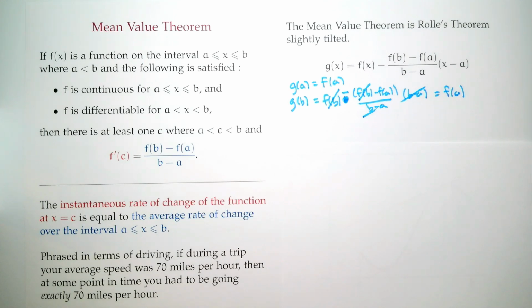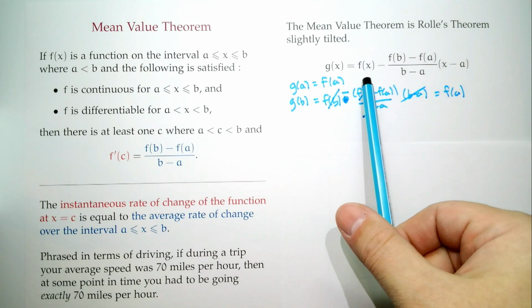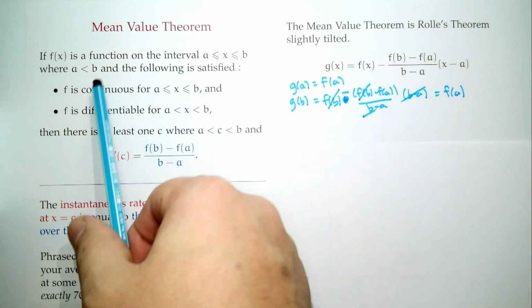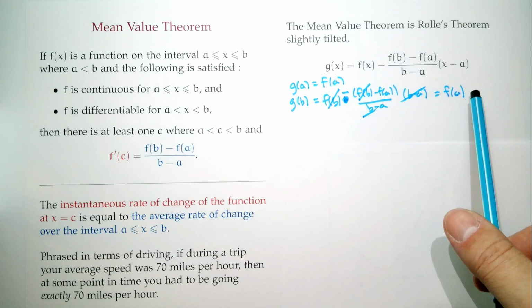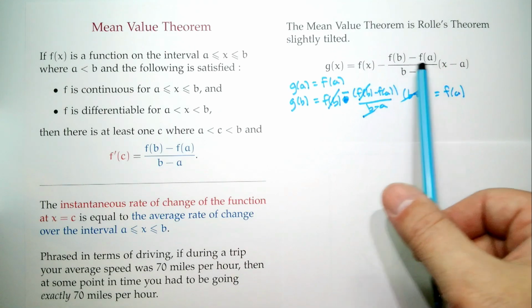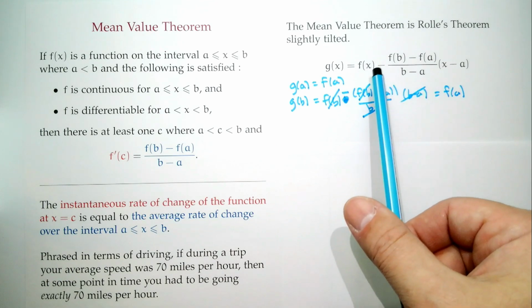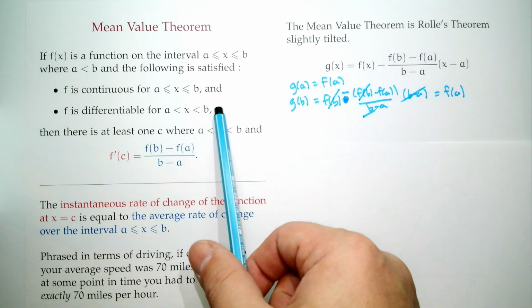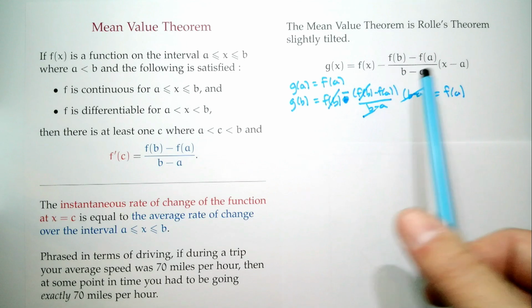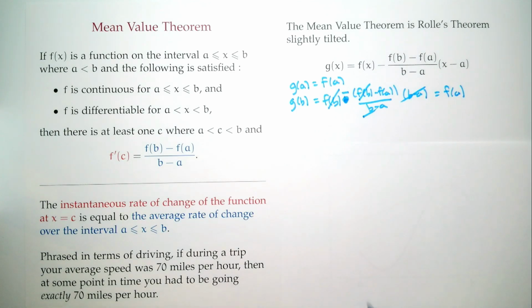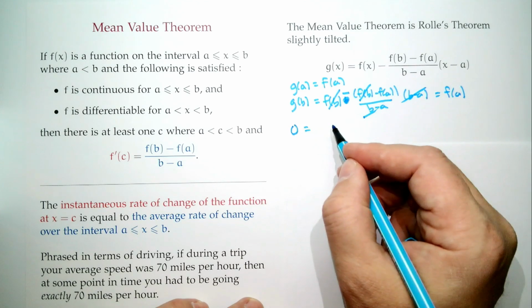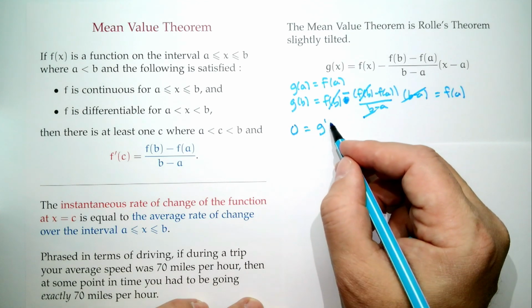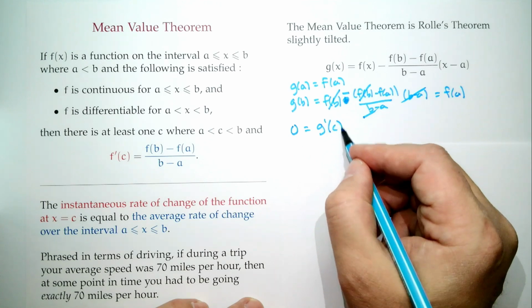By Rolle's theorem, and we can say Rolle's theorem applies because this is a continuous function. We're making that assumption. And this is a line, and lines are very continuous. So if we put these two functions together, we're still continuous. Similarly, this is a differentiable function by our assumption, and lines are differentiable. When we put differentiable functions together, they're still differentiable. So we know that there's some point where 0 is equal to the derivative, g prime of c.